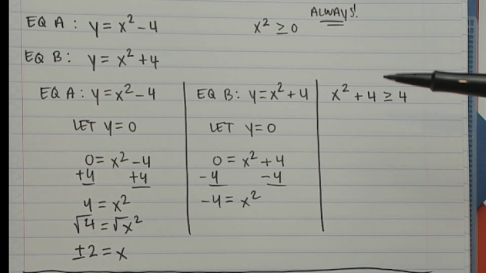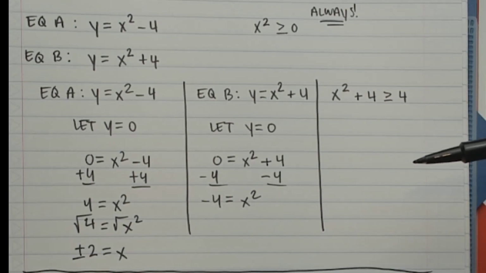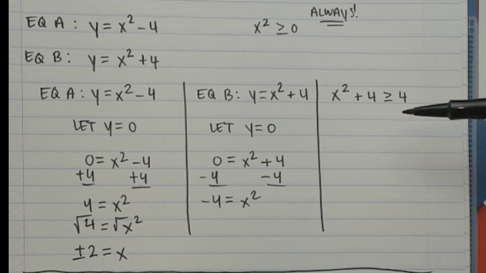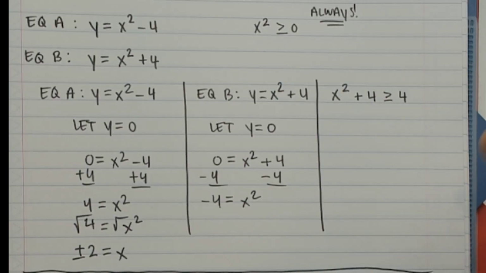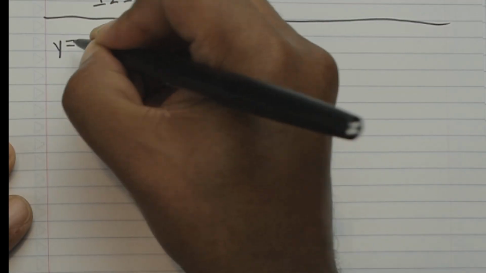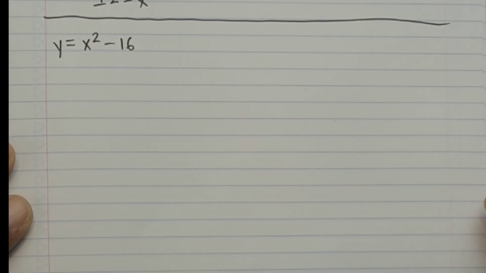And so this is stronger reasoning than simply saying that there are no real solutions. We're essentially able to explain why there are no real solutions in this case. So let's do this. I want you to try this problem here. y equals x squared minus 16.